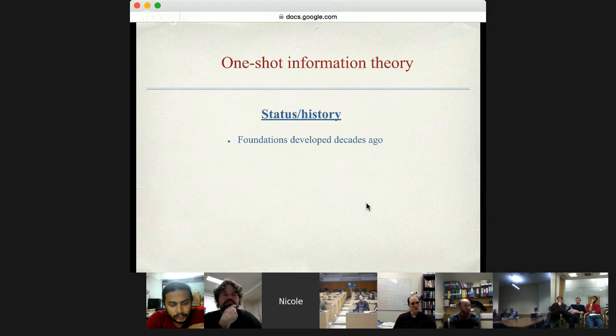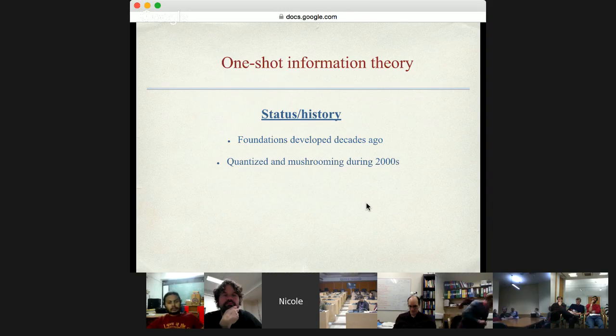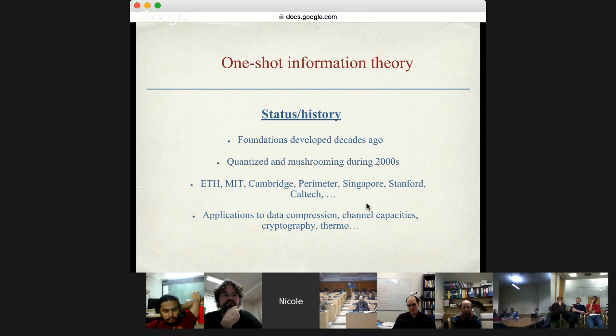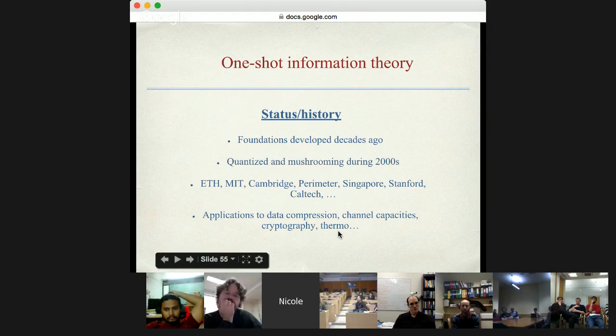Some tools in one-shot information theory were developed decades ago, but one-shot information theory was recently appropriated by the quantum information theory community. It's been quantized, and it's also been undergoing a great deal of growth during the past few years. It's being worked on across the world, and it's being applied to many different fields. A lot of information processing tasks, like into how small a space can I compress some amount of data, how effectively can I transfer information across a channel. There are applications to security and also thermodynamics.